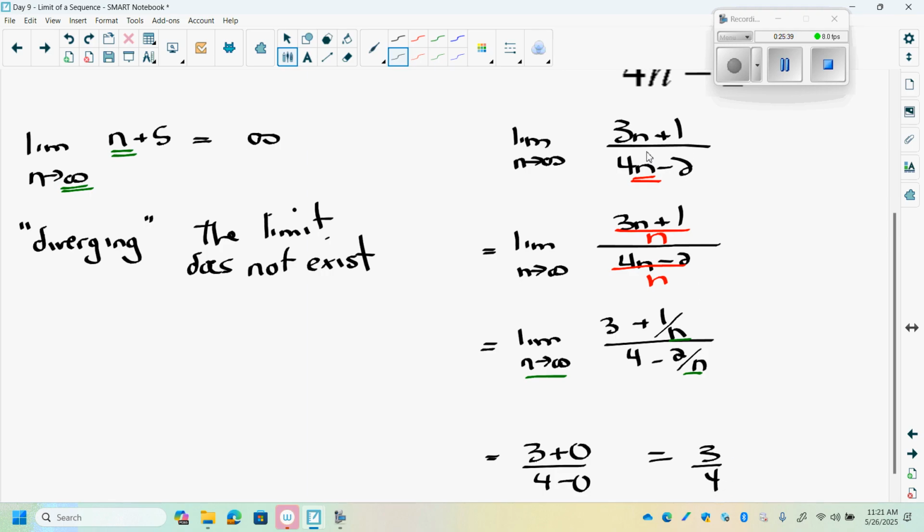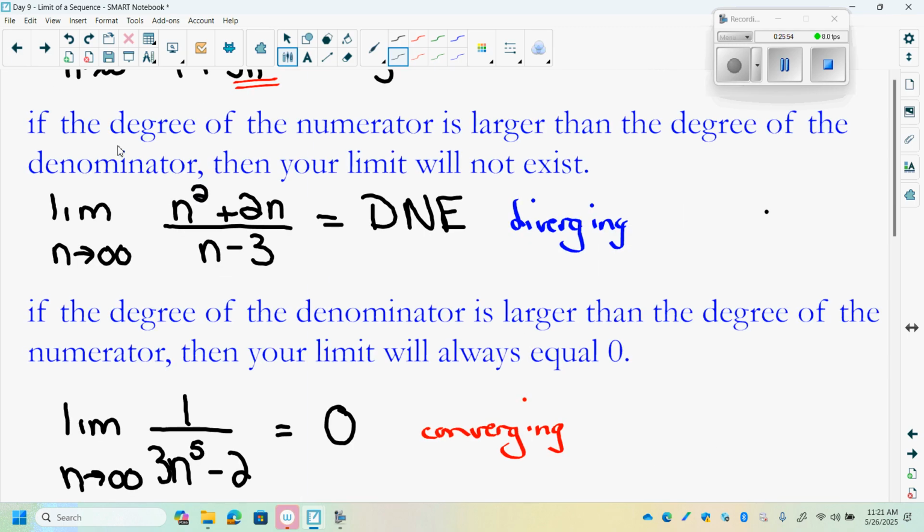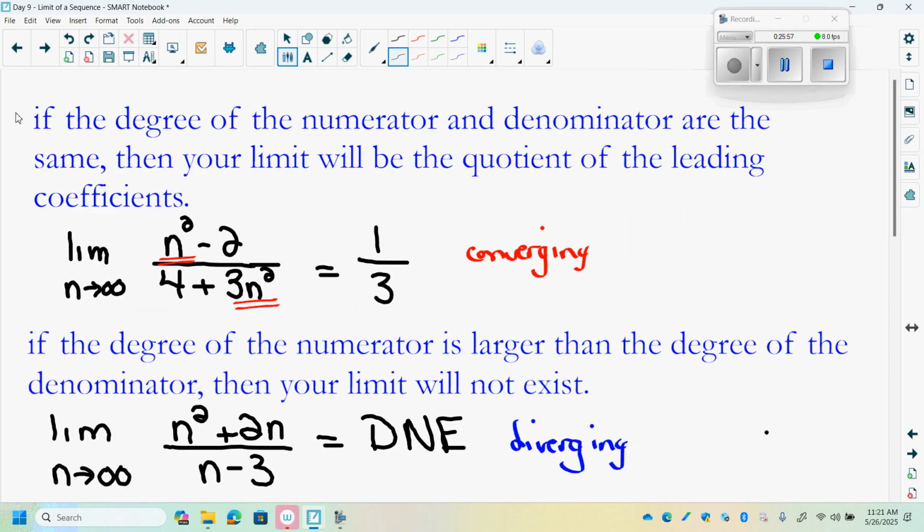Now, if I had used the shortcut and I compared the degree of the denominator with the degree of the numerator, I would notice that they have the same degree. If that's the case, we can take the leading coefficients, the 3 and the 4, and just divide them. That would be this situation right here.